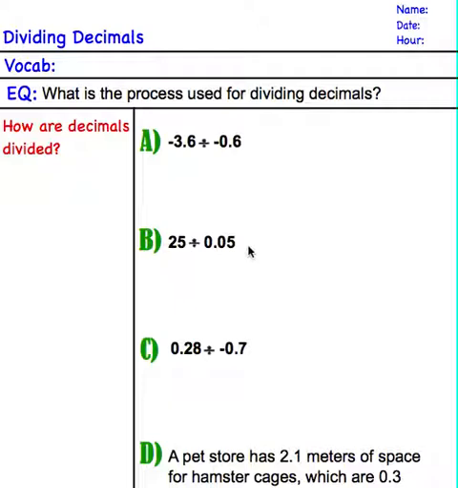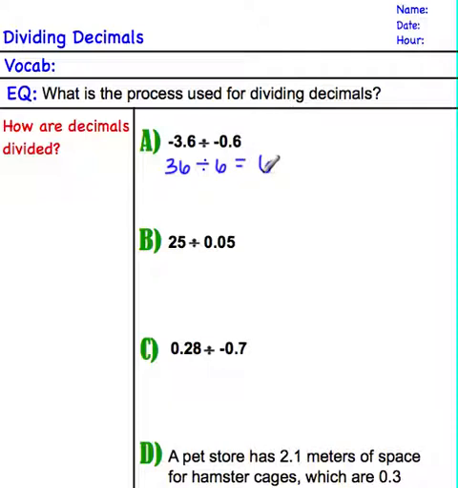So I look here and I see my first problem. My first problem reads that I am going to take negative 3.6 divided by 0.6. So the first thing I'm going to do is think of this in terms of if I had just 36 divided by 6, which I know is 6.